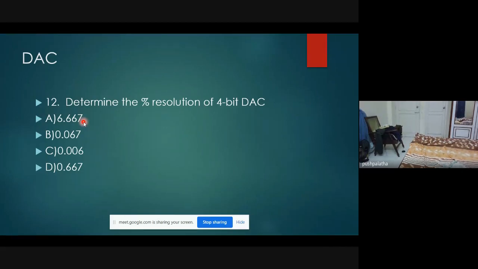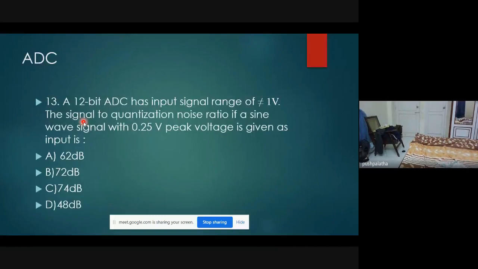6.667. Next, we'll see one more question on the analog to digital converter. The value of n is given as 12 bits. A 12-bit ADC has an input signal range of ±1 volt. It means the maximum value is 1 volt, and the minimum value is also 1 volt in magnitude. This is the way you have to take it.